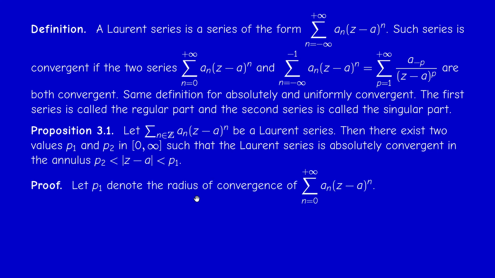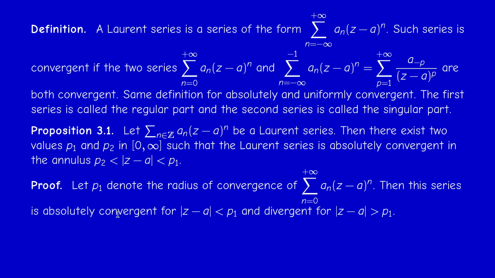So where do the values P1 and P2 come from? They come from the decomposition of the Laurent series into two parts. If you consider the regular part, it has a radius of convergence, which could be 0, it could be infinity actually. These are the extreme cases. We know that in this case, this power series converges inside the disk and diverges outside the disk.